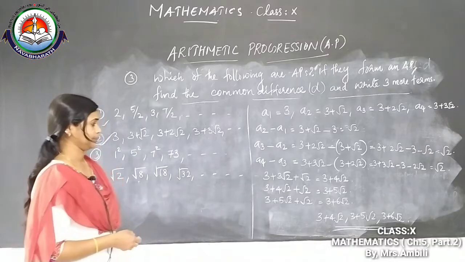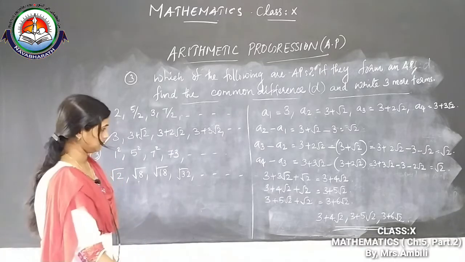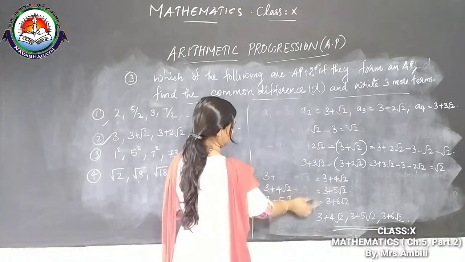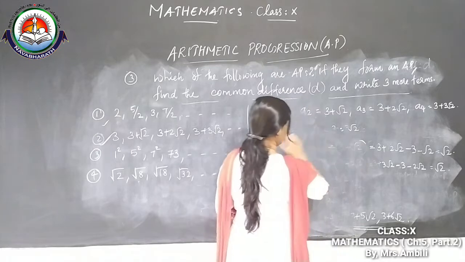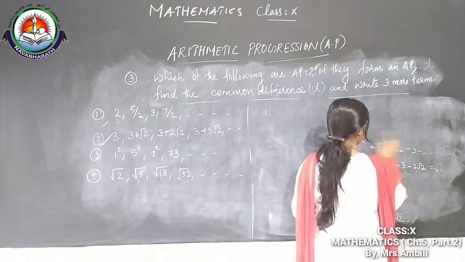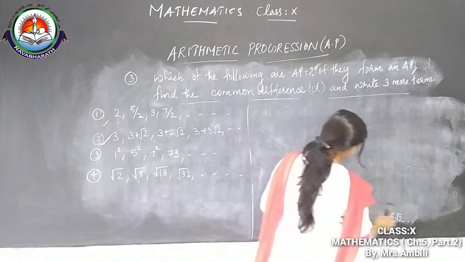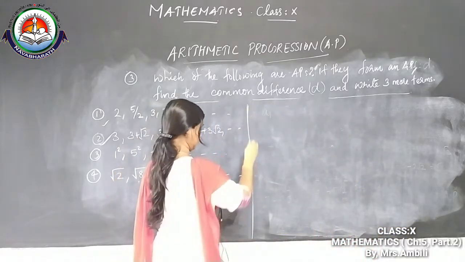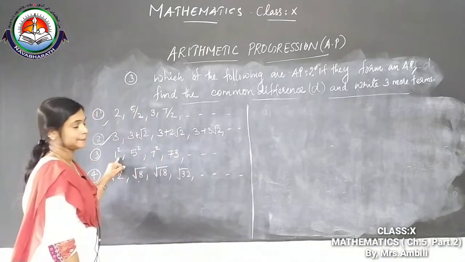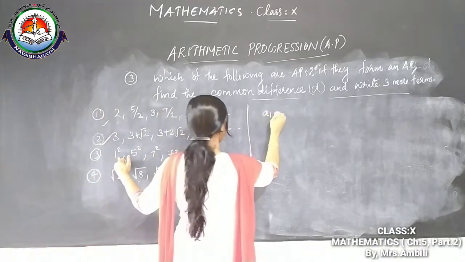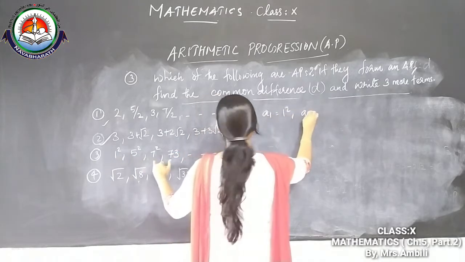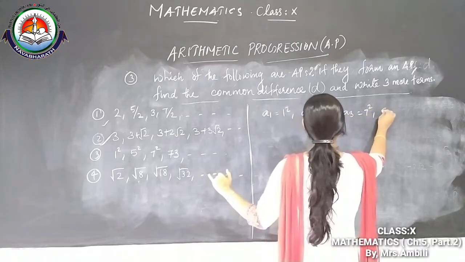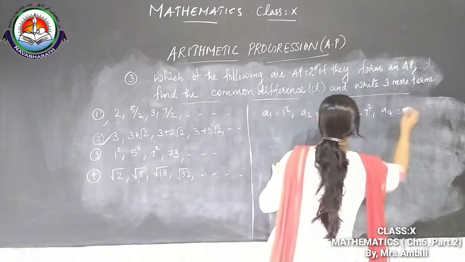Okay. Then next question. 1 square, 5 square, 7 square, 73. Listen. What is A1? A1 equal to 1 square, A2 equal to 5 square, A3 equal to 7 square, A4 equal to 73.